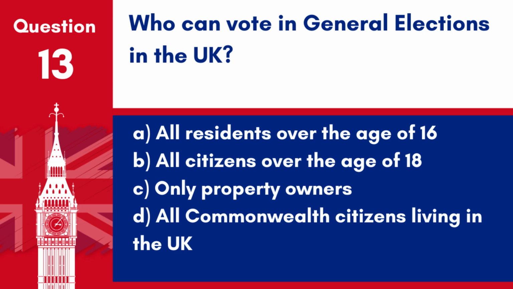Question 13. Who can vote in general elections in the UK? A. All residents over the age of 16. B. All citizens over the age of 18. C. Only property owners. D. All Commonwealth citizens living in the UK. Answer. B. All citizens over the age of 18. In the UK, all citizens aged 18 and over are eligible to vote in general elections.